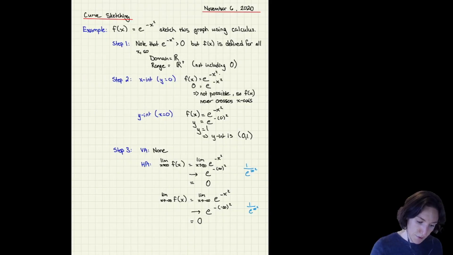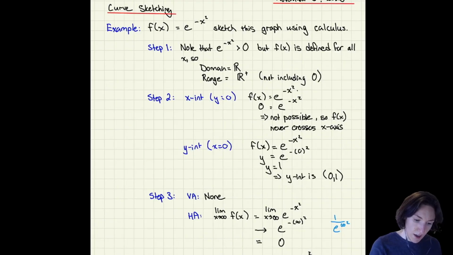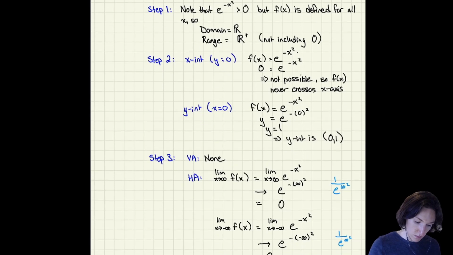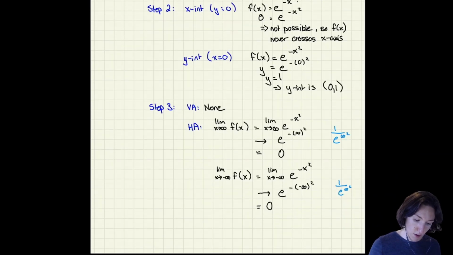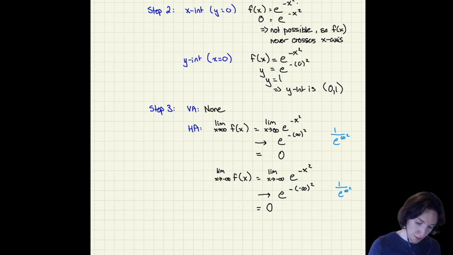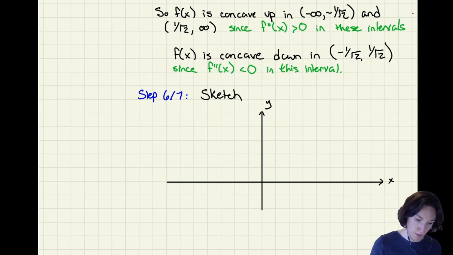Let's go back to the beginning for a minute. We know our range is only positive. We have all of our x. We never cross the x-axis, so I don't have to put any points there. But I do cross the y-axis at 0, 1. No vertical asymptotes, and the horizontal goes to 0. So let's flip back for a second and put in some of that information.